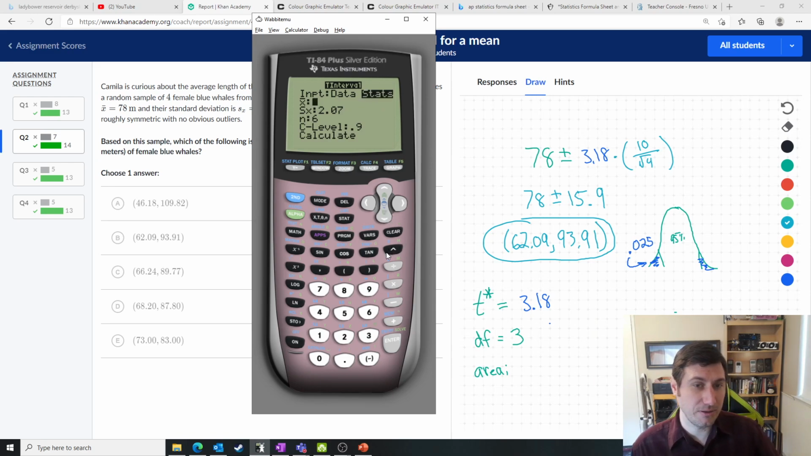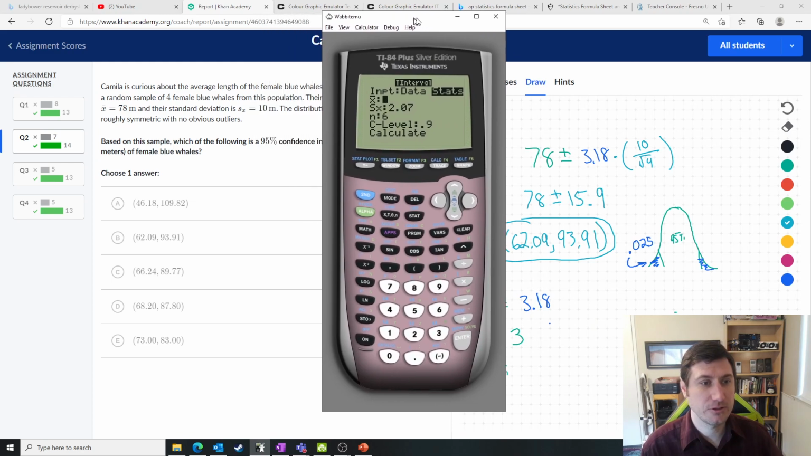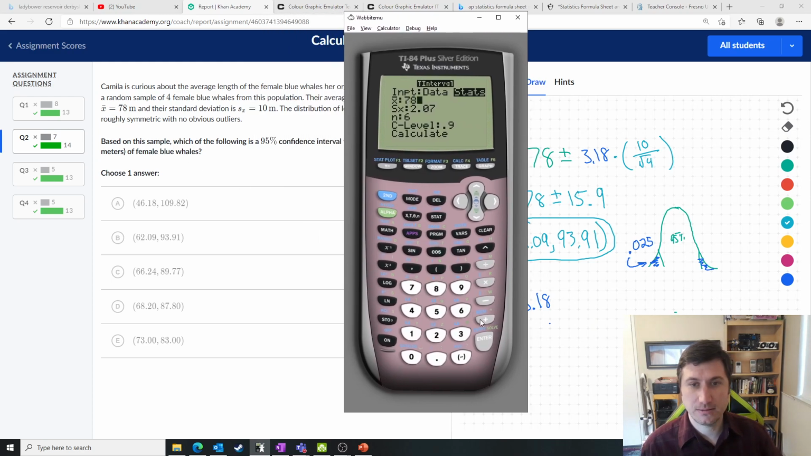Then the X bar is... no, so what is our average? Average is 78 for our blue whales. The standard deviation, she said, was 10. The sample size, N, was 4. And the confidence level was 95%. So we type it all in, and we're going to hit enter a bunch of times. Okay, so you want to be in stats, 78 for our average. We're just typing in S of X, the standard deviation for the sample, N, and the confidence level.